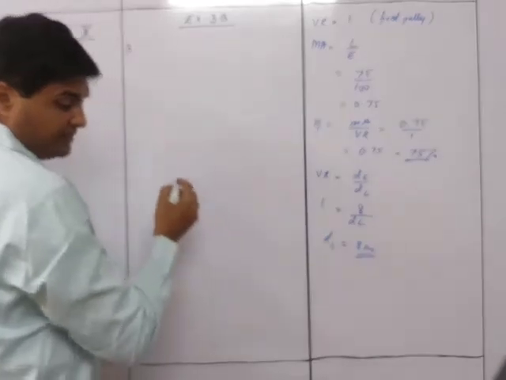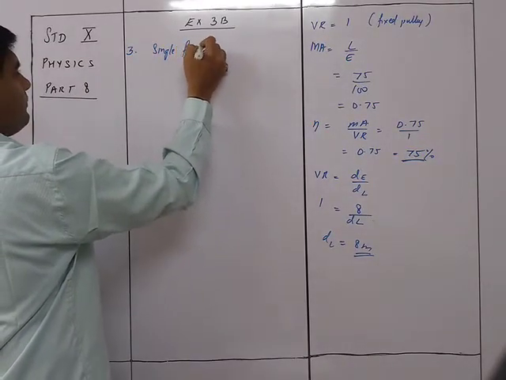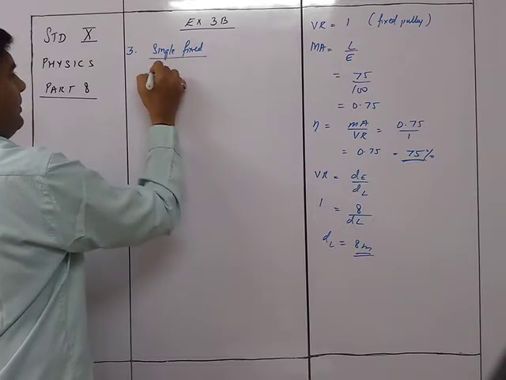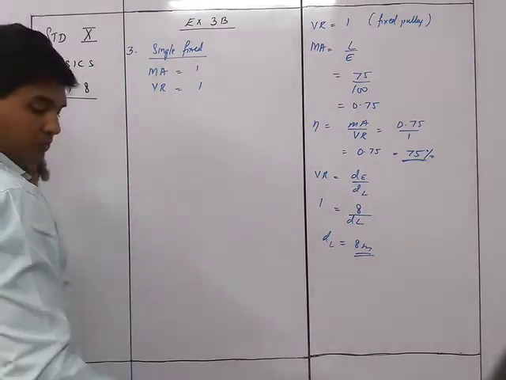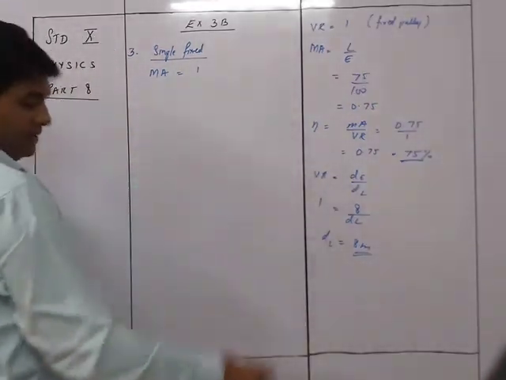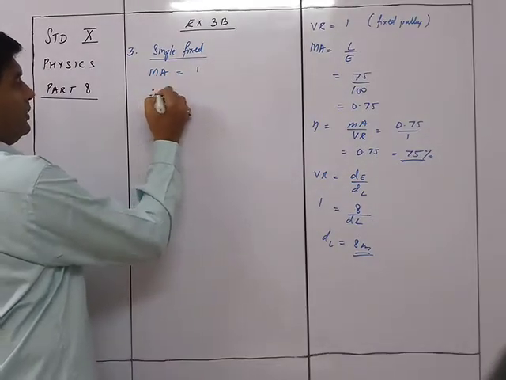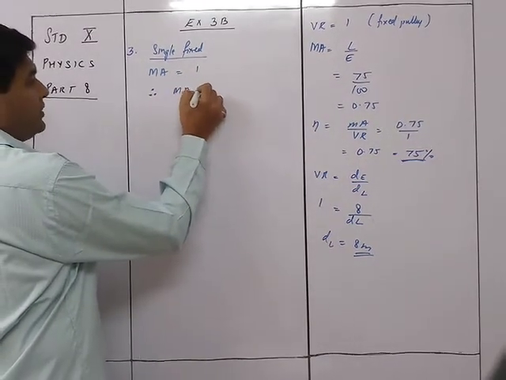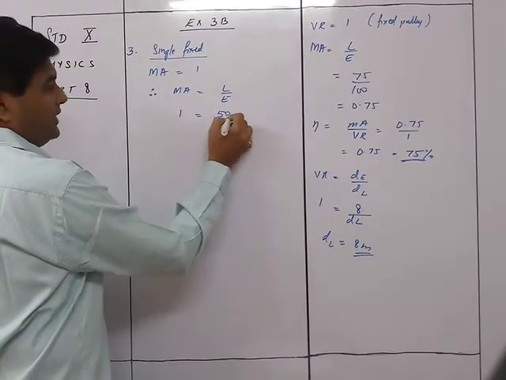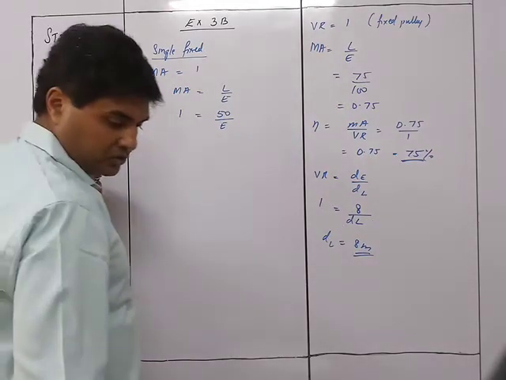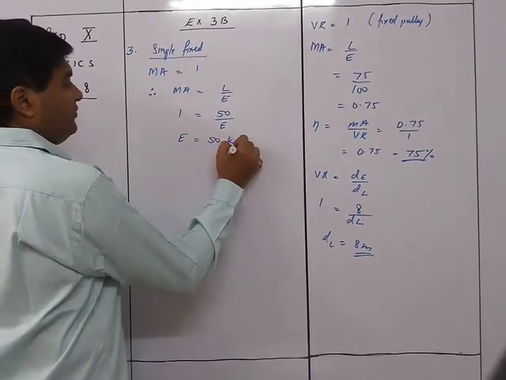So first of all you can say single fixed. In case of single fixed, MA is equals to 1, VR is equals to 1. So we will just require the MA. So MA is equals to 1. Therefore, MA is equals to load upon effort. So 1 is equals to load is 50 and effort is equals to E. So we see that E is going to be 50 kgf.